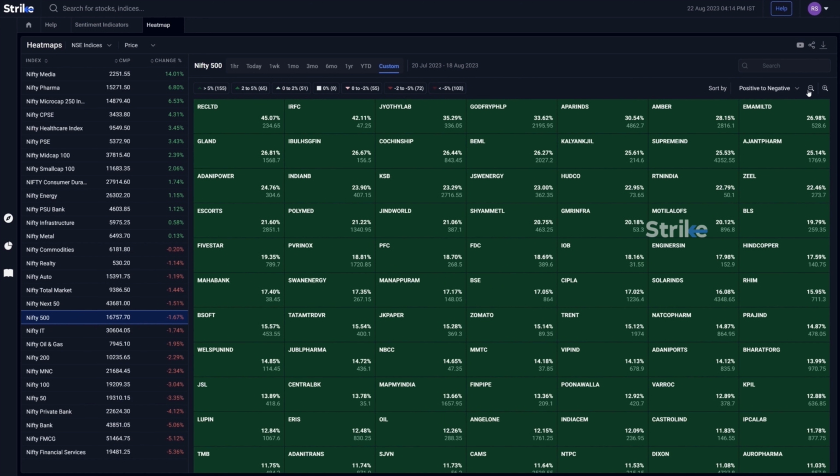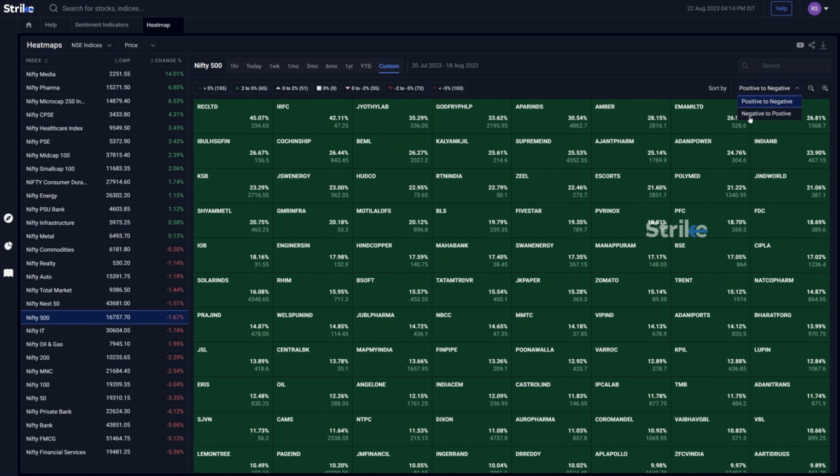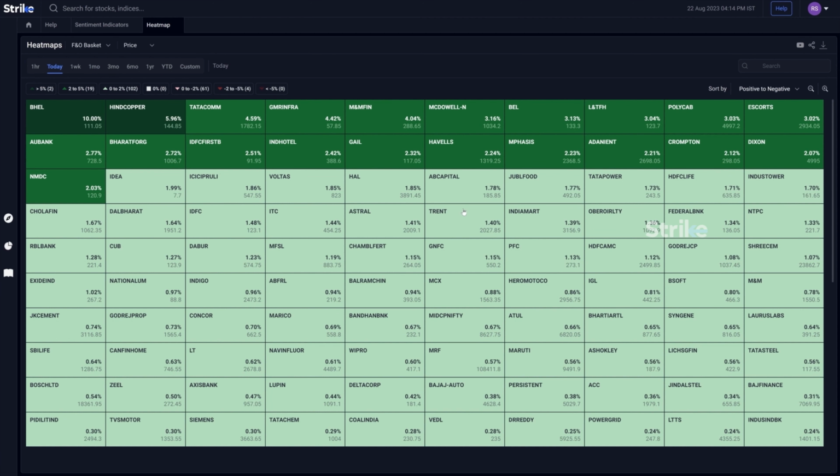So you can choose what size you really want to be looking at, and sort it based on your preference. As you have seen, we actually have three choices here. The second one is the FNO basket. You might want to run the heat map on the FNO basket alone.